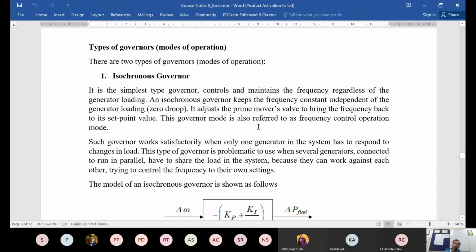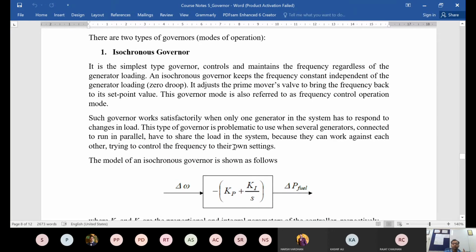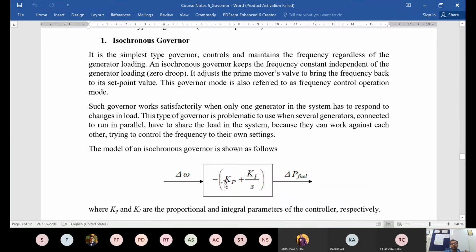So in that type of a mode of operation, which is actually the practical power system, this will not be functional. So isochronous governor is more of a conceptual thing and having application only for an isolated generator, having only one generator in the system. So the model for this is very simple.